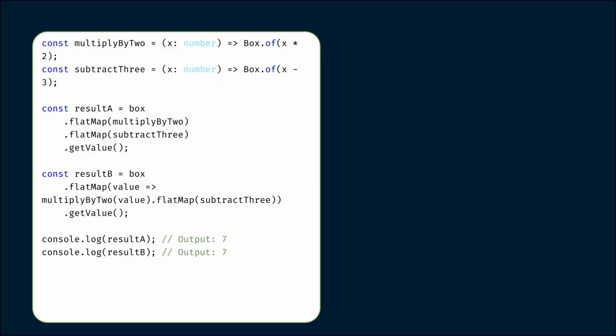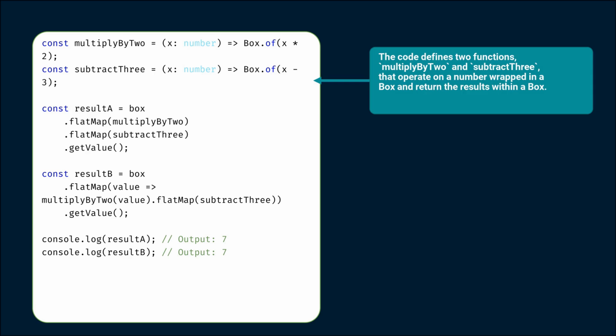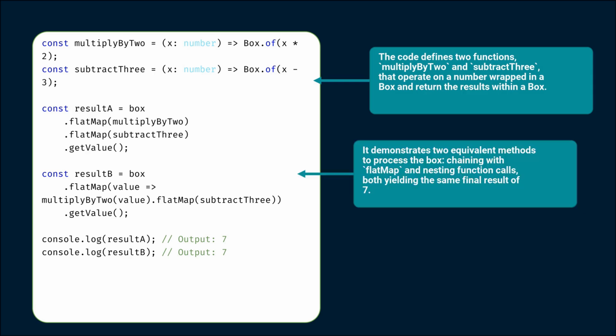Now let's see how we can implement the associativity law for monads using a practical example. In this code, we define two functions, multiply by 2 and subtract 3, each returning a wrapped value in a box. This allows us to transform the value contained within the box while adhering to the monadic structure. We first apply multiply by 2 to the boxed value using flatMap, followed by subtract 3, resulting in result A. In this scenario, the transformations are executed sequentially on the value from the original box. This illustrates how we can maintain context while chaining operations.